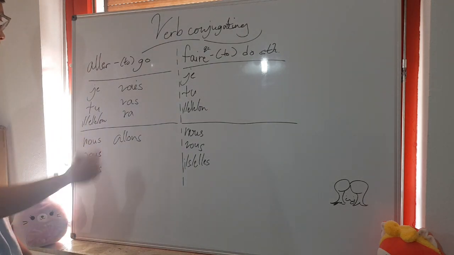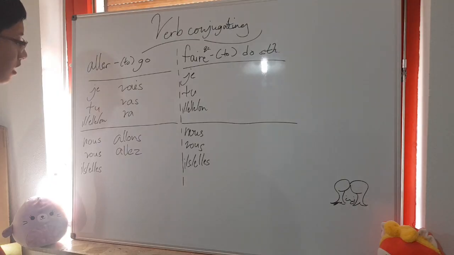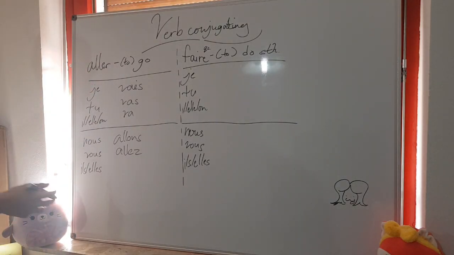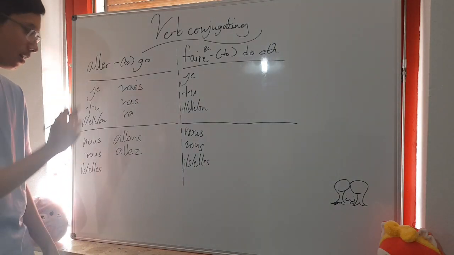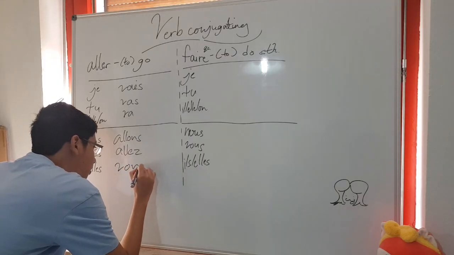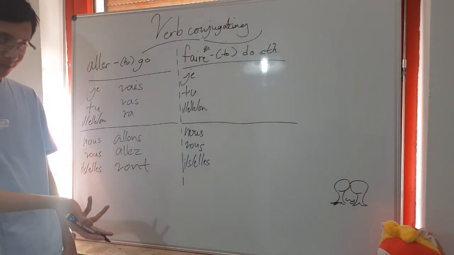Now for vous, same thing, but instead of ons, we're going to have ez, which means aller. Now for ils and elles, it is actually the same as être, instead with an S at the beginning. We have a V. Ils, elles vont.